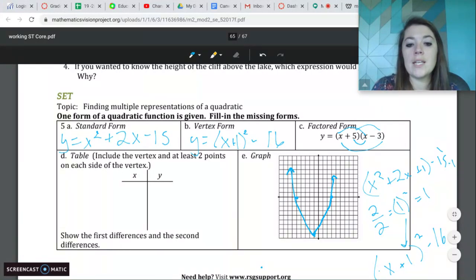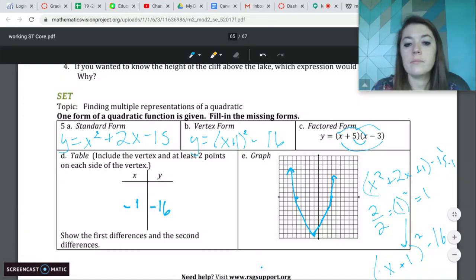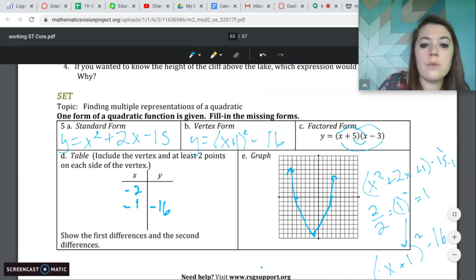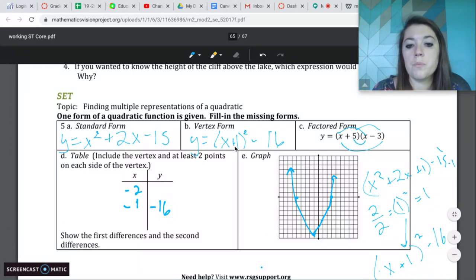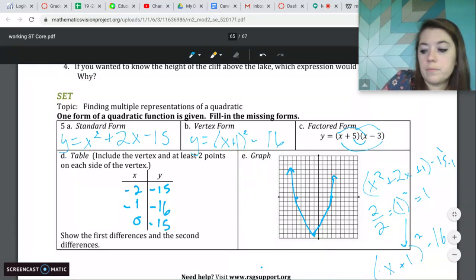So for the table, we need to look at what our values should be. So we know we need the point negative 1, negative 16, because that's our vertex. And then we need points to either side of that. So negative 2, if we plug a negative 2 in here, negative 2 plus 1 is negative 1. Negative 1 squared is 1. 1 minus 16 is negative 15. So that means at 0, we're also at negative 15.